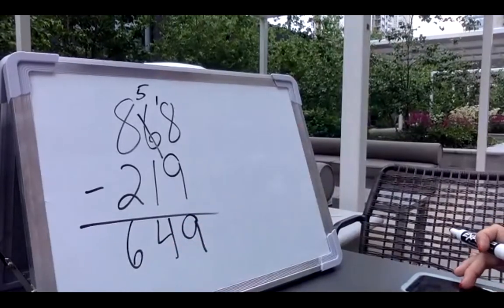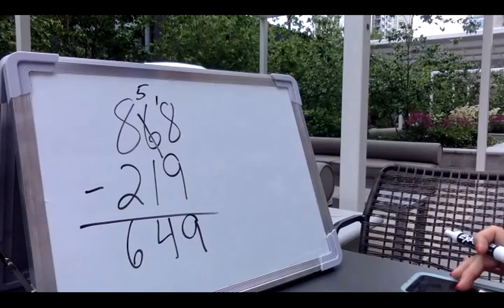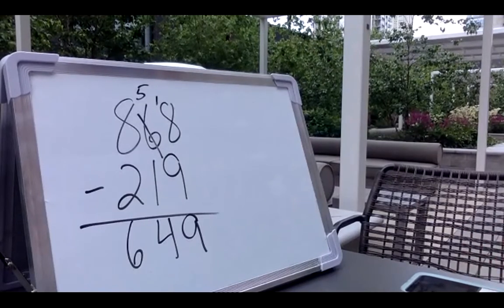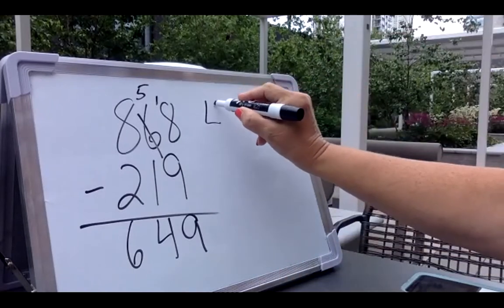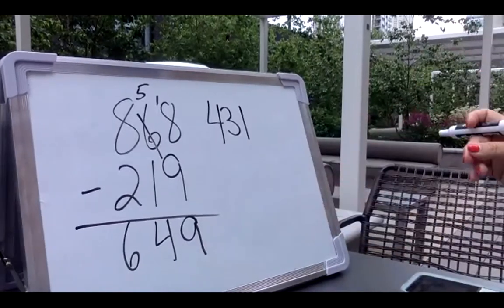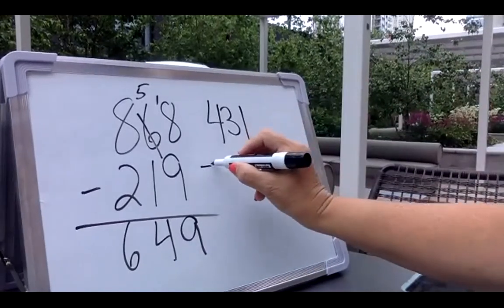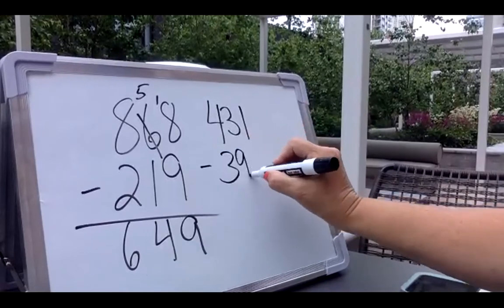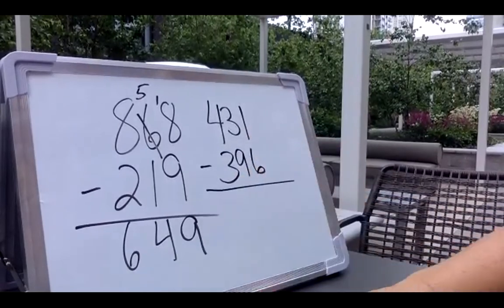There wasn't a hard one at all. Dadgummit. Hold on, I wanted to give you a hard one. Oh, wait. Oh, here we go. This will be a little bit more challenging. 431. Can you see it? 431 minus 396. Boom. Go.